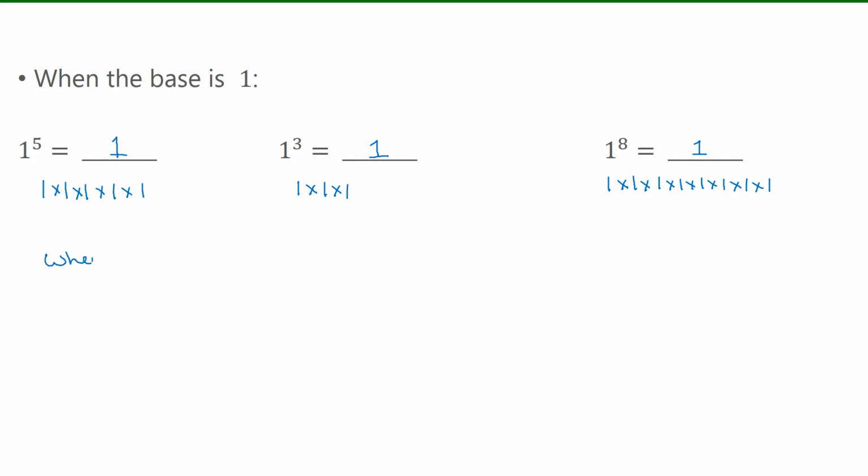So, what do we notice when the base is 1? When the base is 1, the answer will be 1. So again, another easy one to work out.